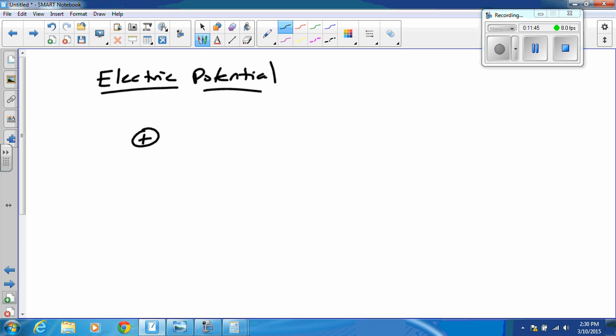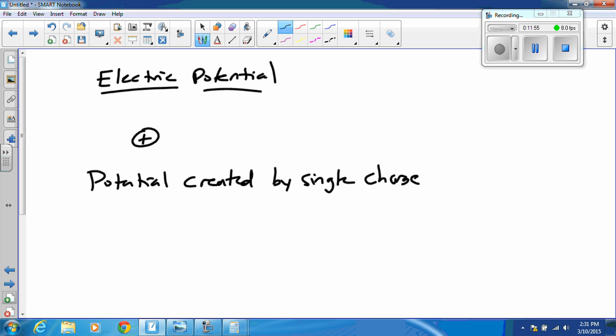The first is if I have a single charge, then the potential created by that single charge at a distance of r is going to be k times the charge creating it divided by r. And what's nice about this is that electric potential is a scalar and not a vector, so I don't have to worry about direction at all. Voltage doesn't have direction to it. It's either got positive or negative, and that's it.